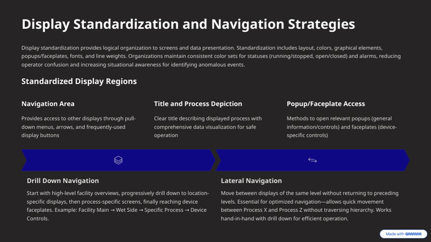Speaking of drill down, this is all about methods to open relevant pop-ups, whether for general information or controls, and faceplates, which are device-specific control screens. These pop-ups and faceplates give us quick access to the detailed information or controls we need to operate safely and efficiently. Each display should have a clear title that accurately describes the process shown, along with comprehensive data visualization. This clarity helps operators easily understand what's happening and ensures safe operation.